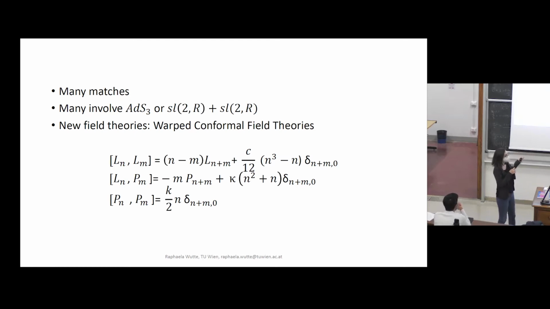Their symmetry algebra is also infinite dimensional, similar as in a CFT. So you have these operators L_n and P_m, where n and m are integers and run over all integers. One important feature of these warped CFTs is that they don't have scale invariance in both directions as you have in a CFT, but they only have scale invariance in one direction. So they only have chiral scale invariance.